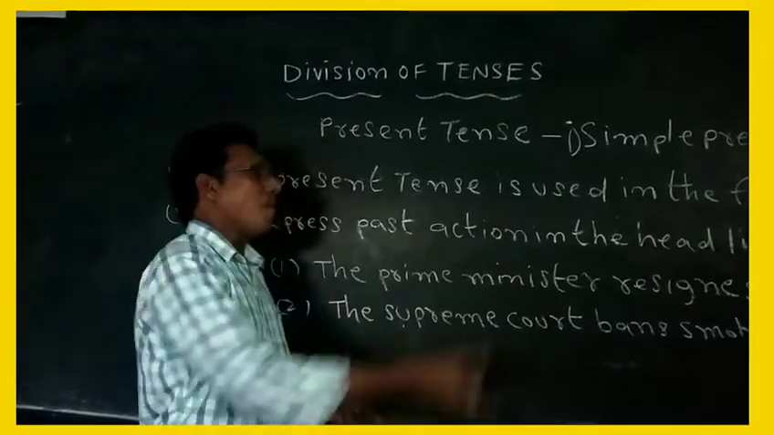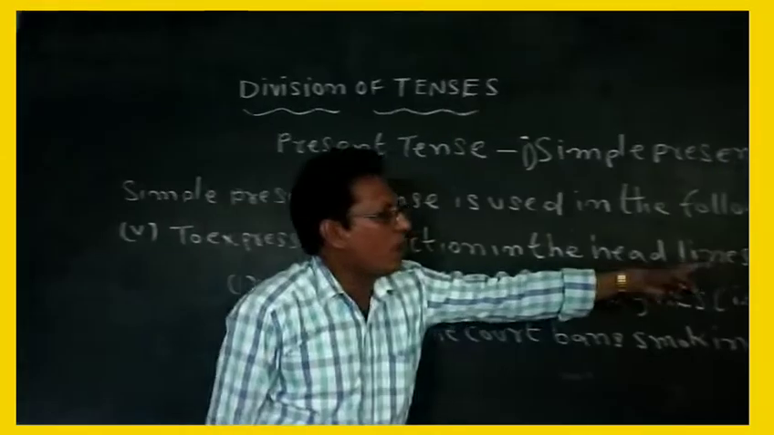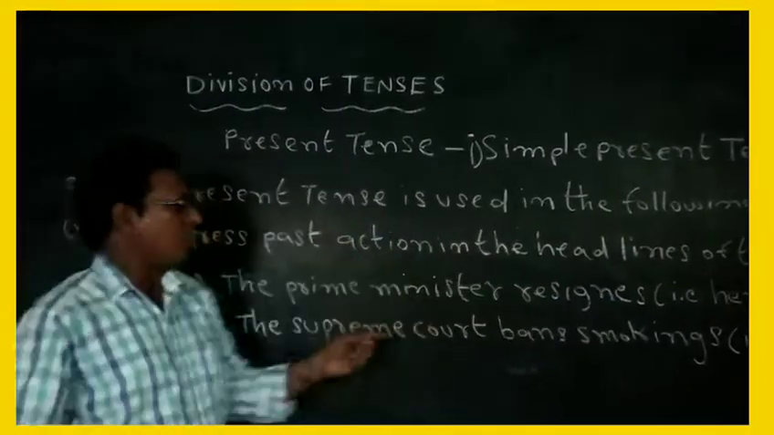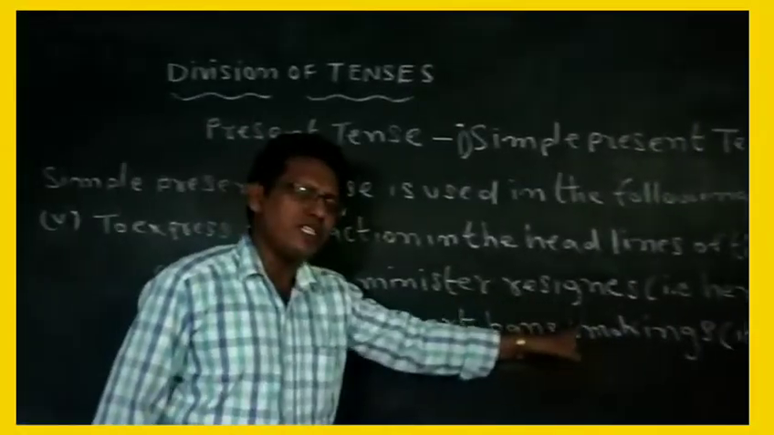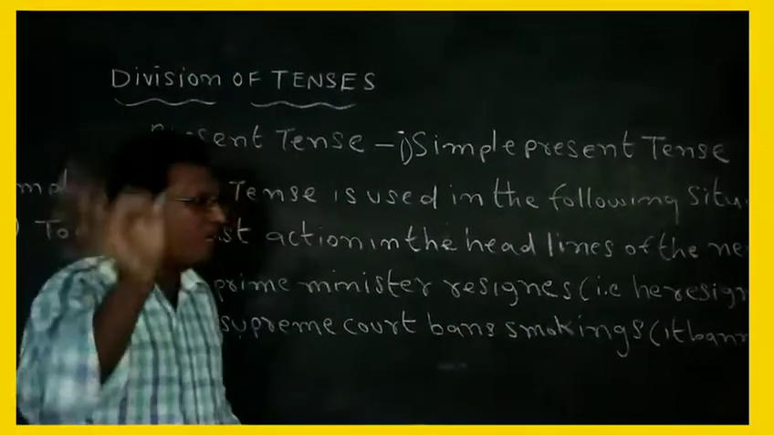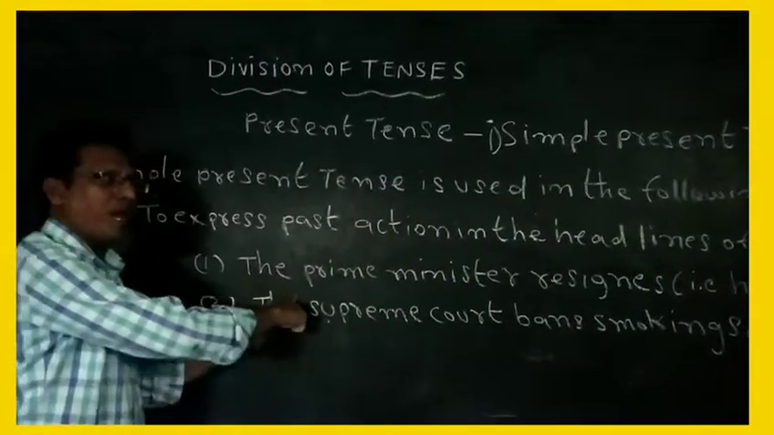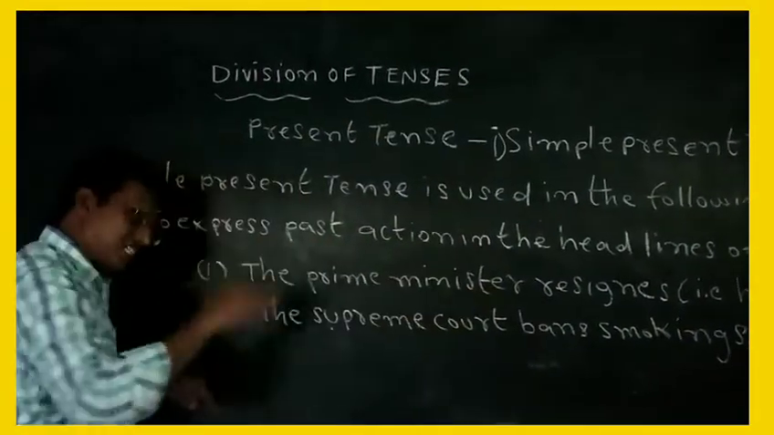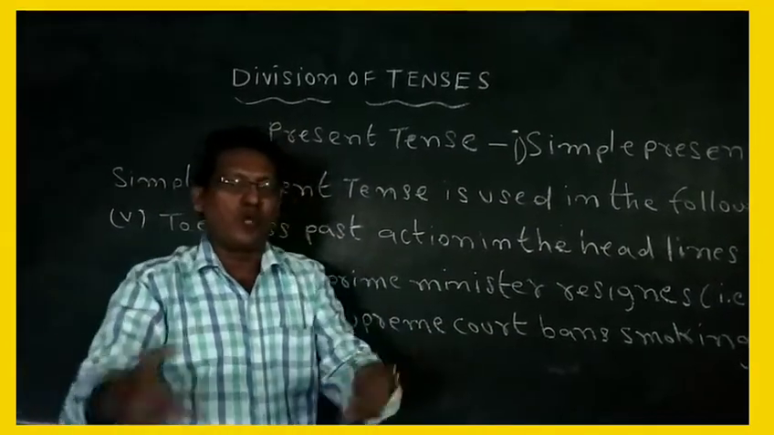It is not wrong. But we write the past actions in the headlines of the newspaper. Every newspaper has a headline. So that headline is written in the simple present tense. It means the Prime Minister resigns means he already resigned. Note, very important. He already resigned. But the headline of the newspaper will be the Prime Minister resigns.